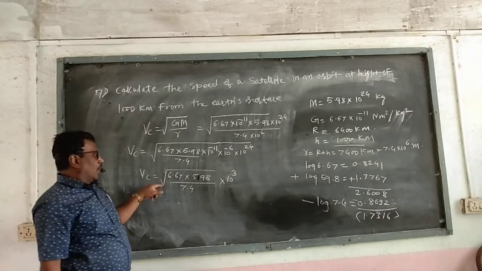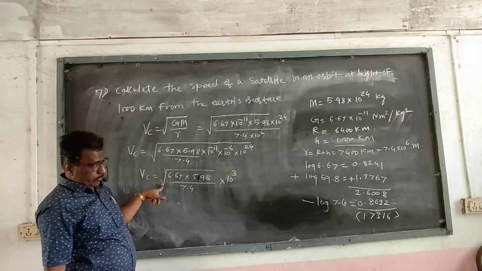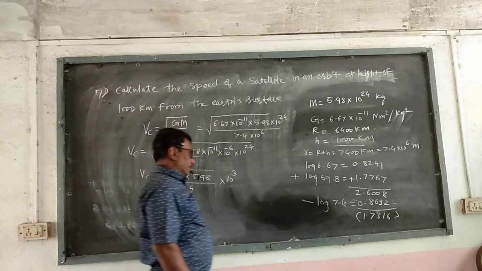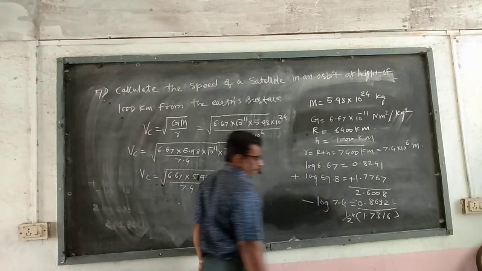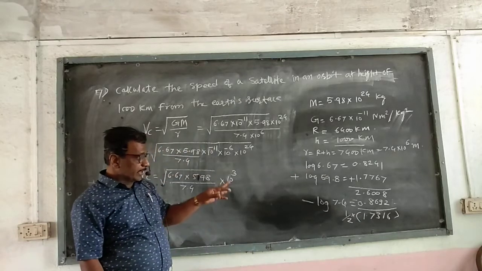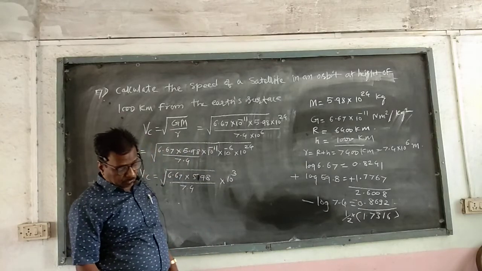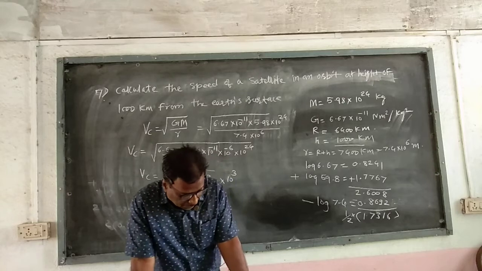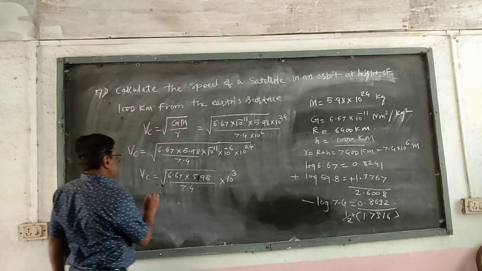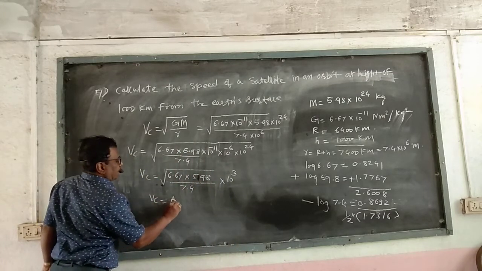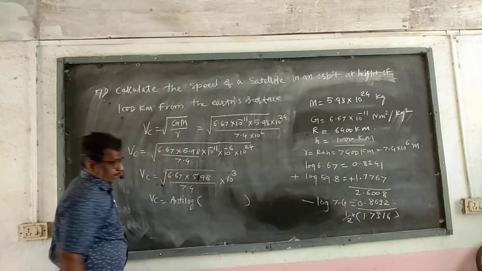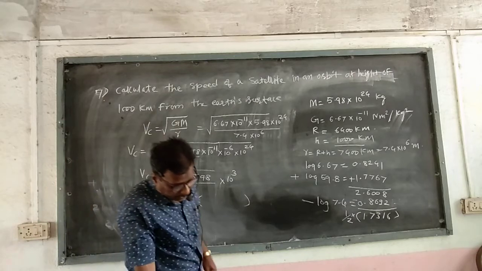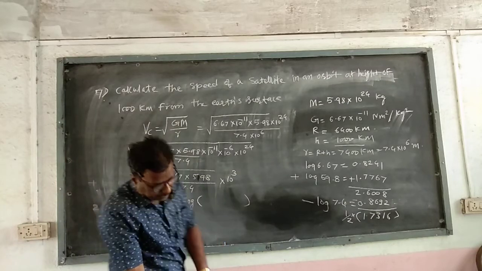But all these values are in a square root. To solve this square root, we have to multiply it by half, or divide it by 2. When we divide this value by 2, we take the antilog of it. त्याला 2 ने आपण डिवाइड करू. डिवाइड केलं तर आपल्याला व्हॅल्यू मिळेल या ठिकाणी 0.8658.